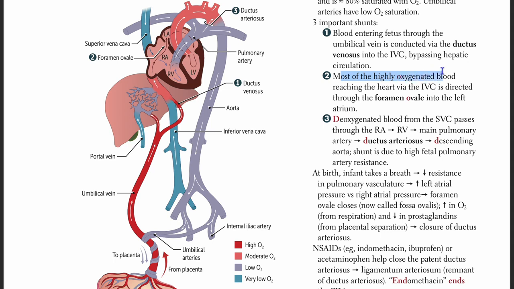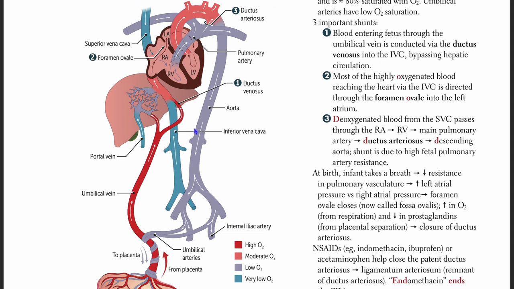Most of the highly oxygenated blood. Oh yeah, they also ask which chamber will have the highest oxygenated blood. So that's the question I was looking for. Okay, so they ask in a fetus which chamber will have the highest oxygenated blood. So that would be your right atrium. Okay, normally in a normal person it's the left atrium, right?